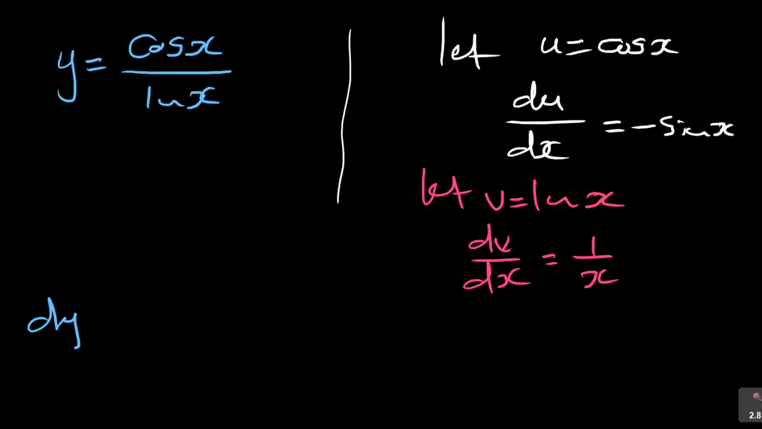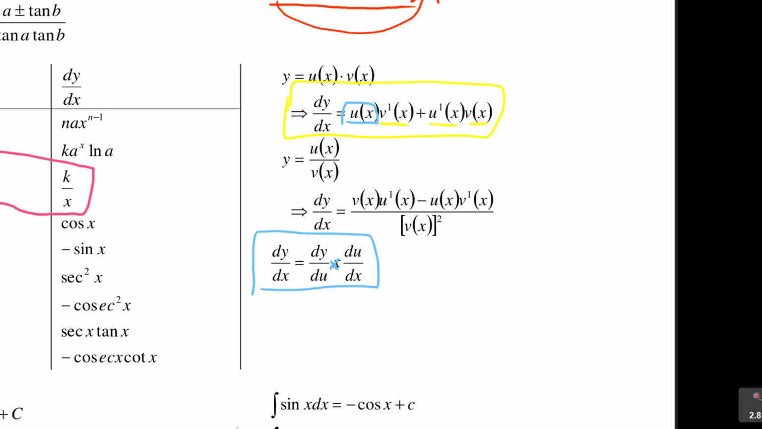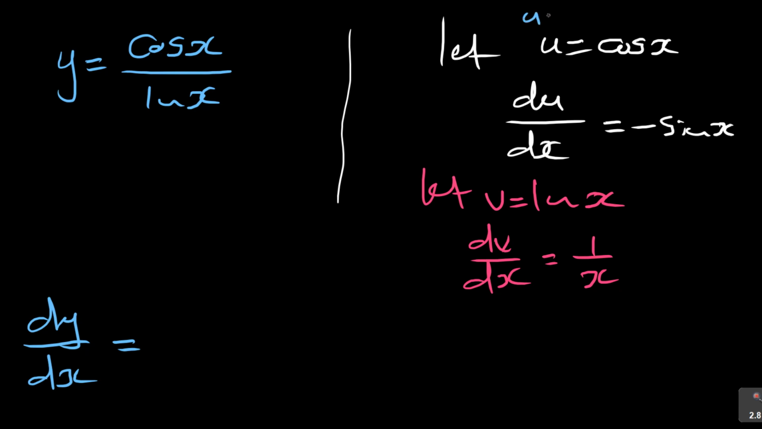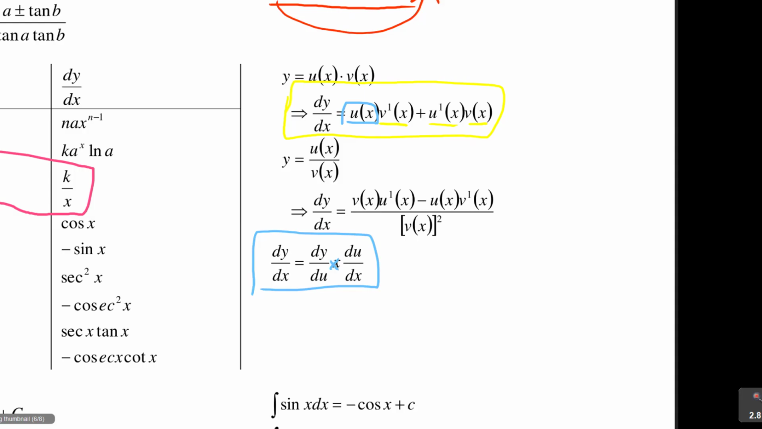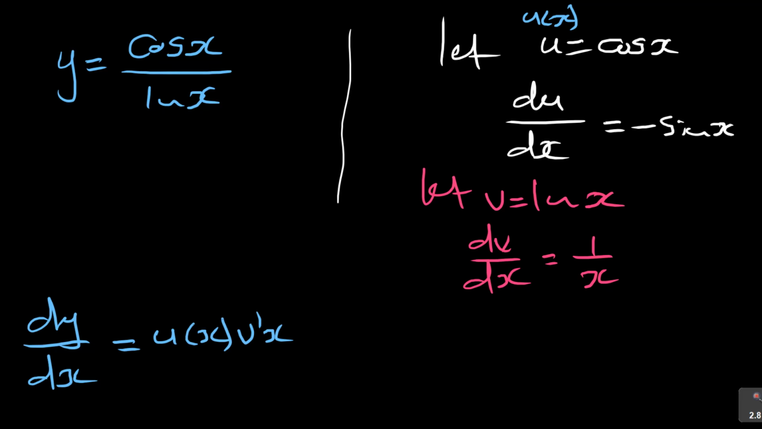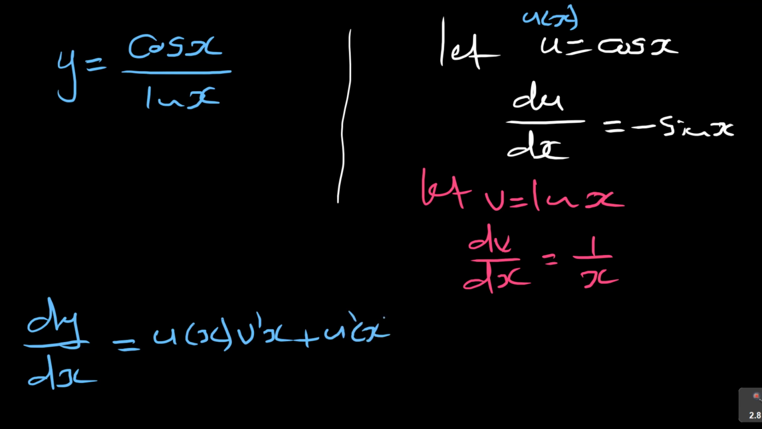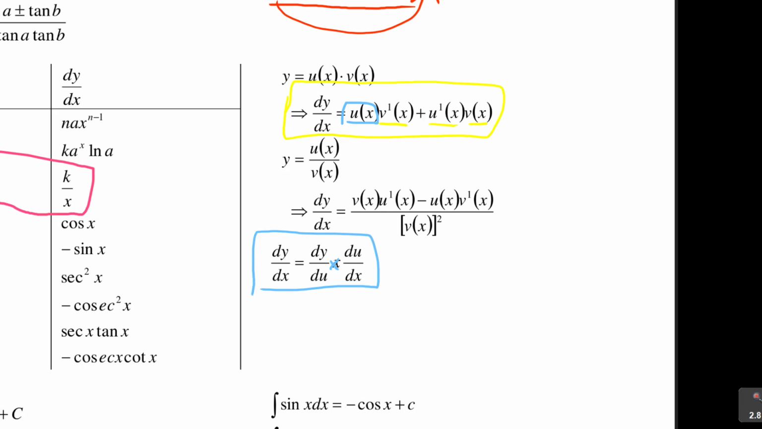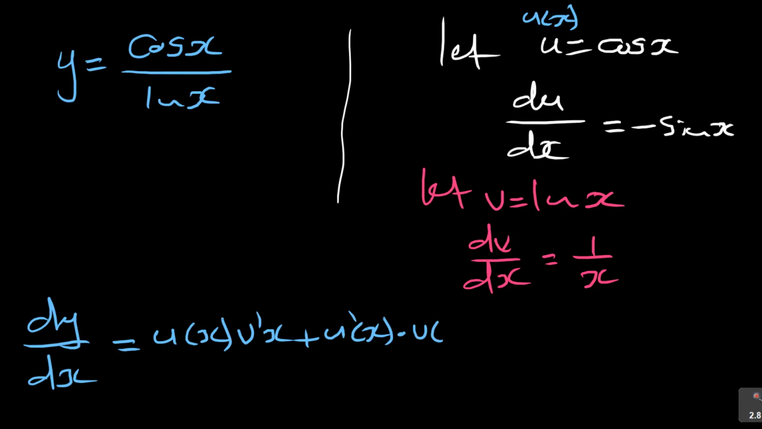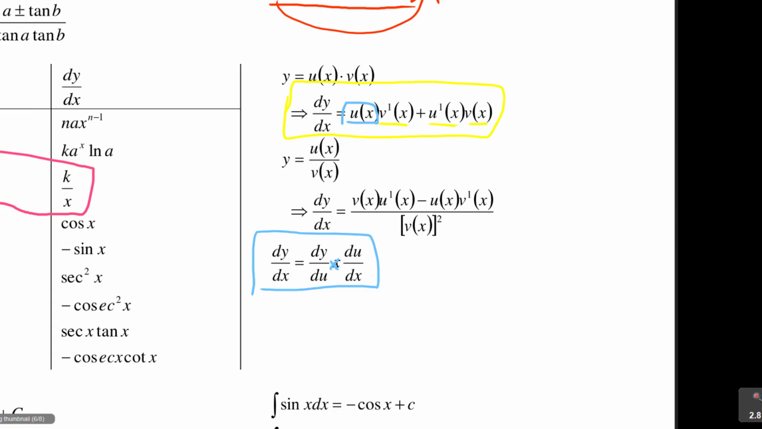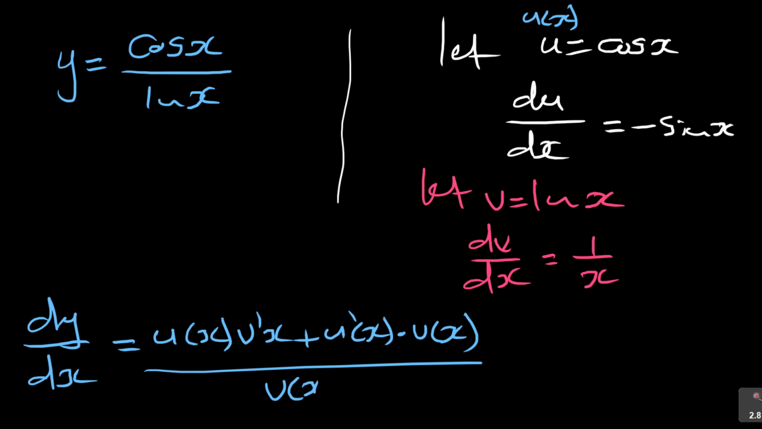dy over dx is equal to, now the formula says what? u of x, so I'm taking my u of x, which is cos x, times v prime x, plus u prime x, times v of x, and then all over v of x squared. This is the formula there. So let me apply this formula.